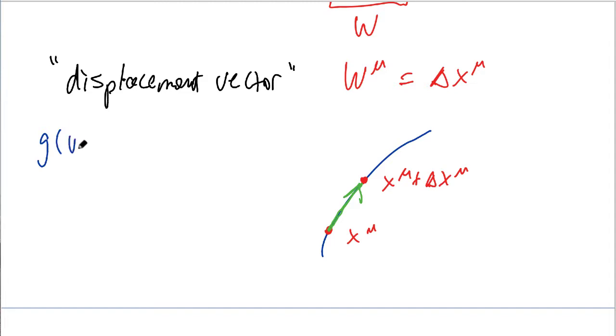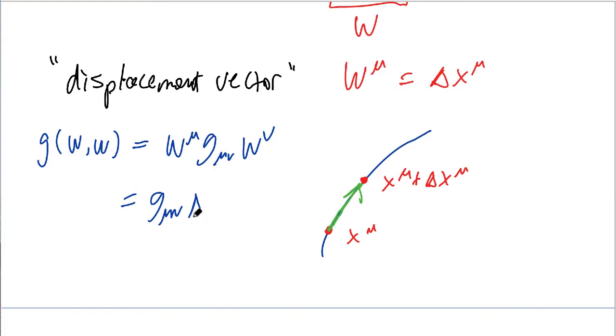The length of a vector, or the squared length to be precise, is just the inner product of the vector with itself. So that's just W^mu g_{mu nu} W^nu. But the components of the vector W are just delta x^mu, the change in the x coordinate values. So that's g_{mu nu} delta x^mu delta x^nu. And if I interpret these delta x's as dx's, this is just the line element. So the squared length of the vector is equal to the proper distance between these two points.